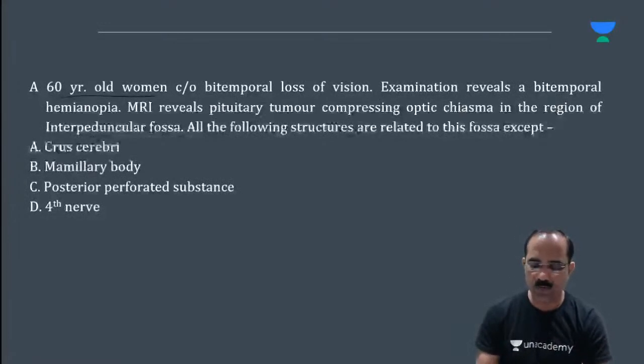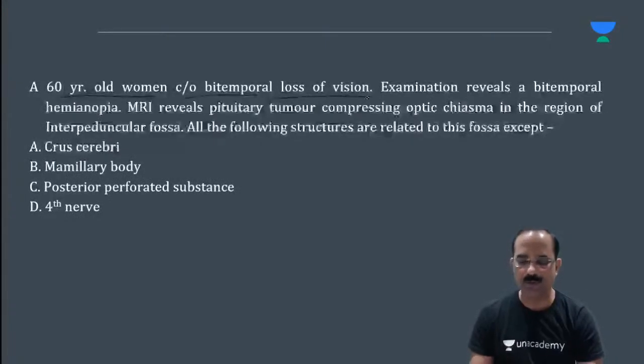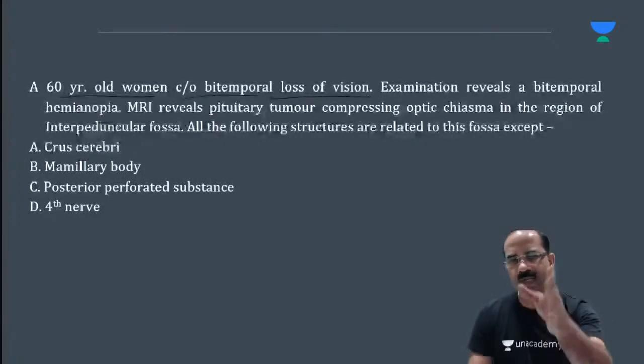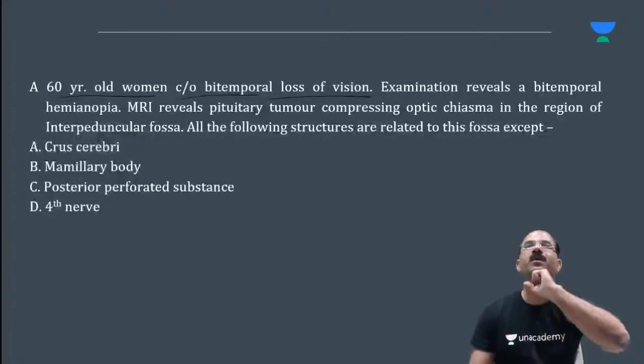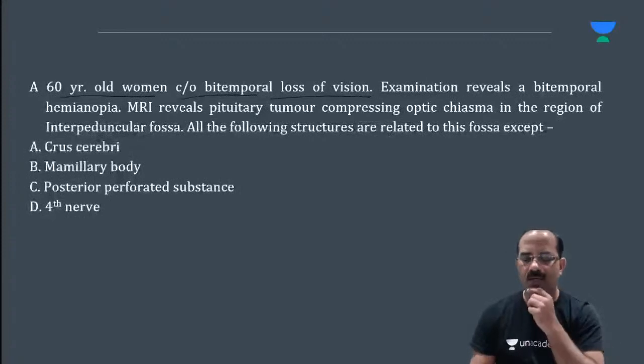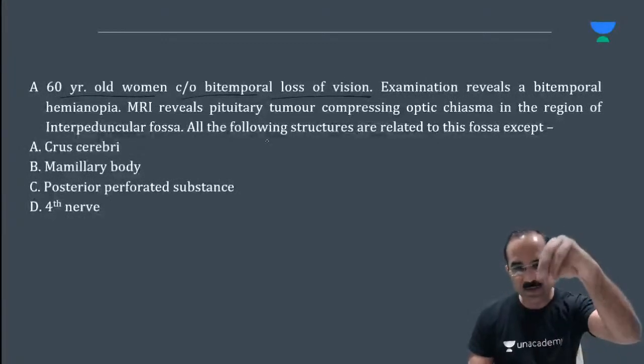A 60 years old woman complains of bitemporal loss of vision. What is that known as? A bitemporal hemianopia. When do you get this? कब मिलता है ये bitemporal hemianopia? When the optic chiasma is compressed.